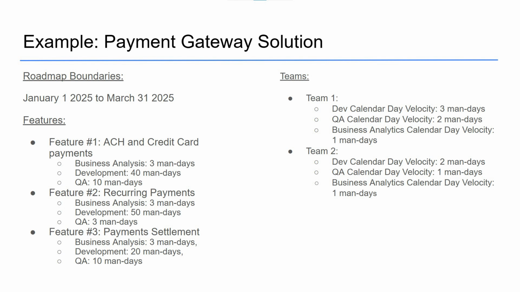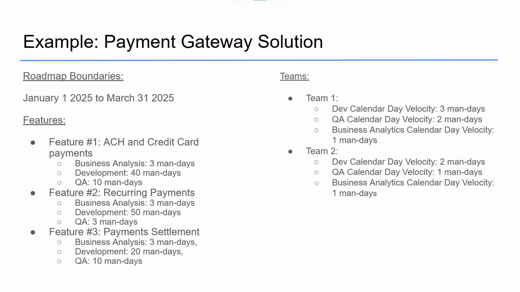Step number 1. Identify the roadmap boundaries. Let's say we plan it for the first quarter of 2025, so it will be January 1st, 2025 to March 31st, 2025. Also, just for the record, the number of business days for these boundaries is 60.